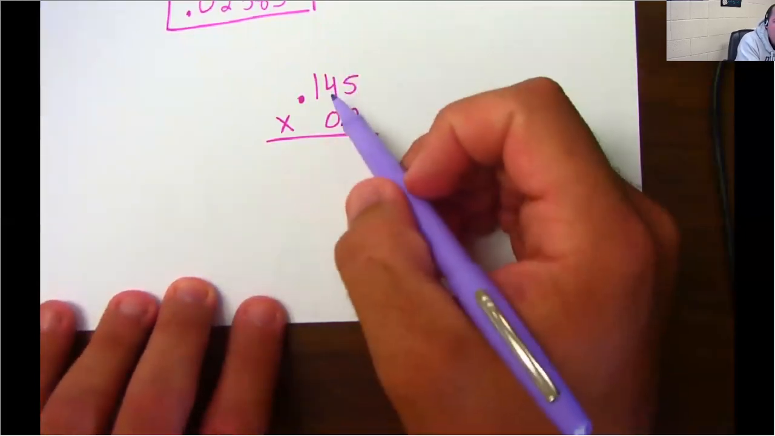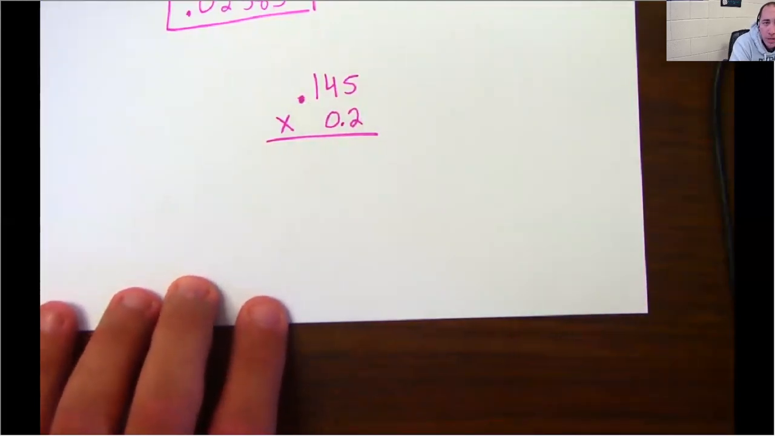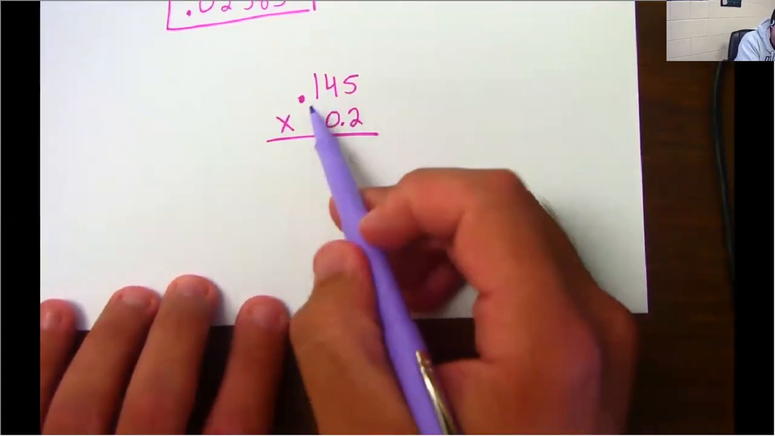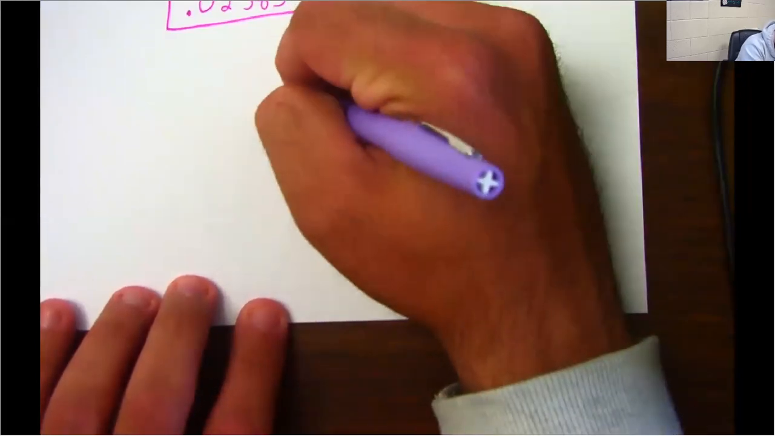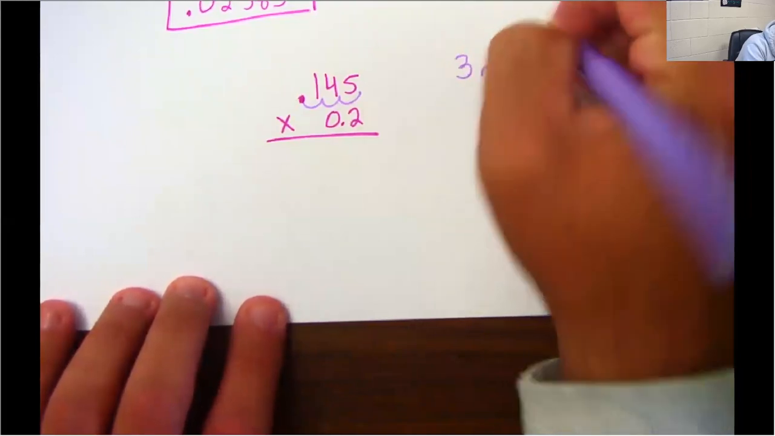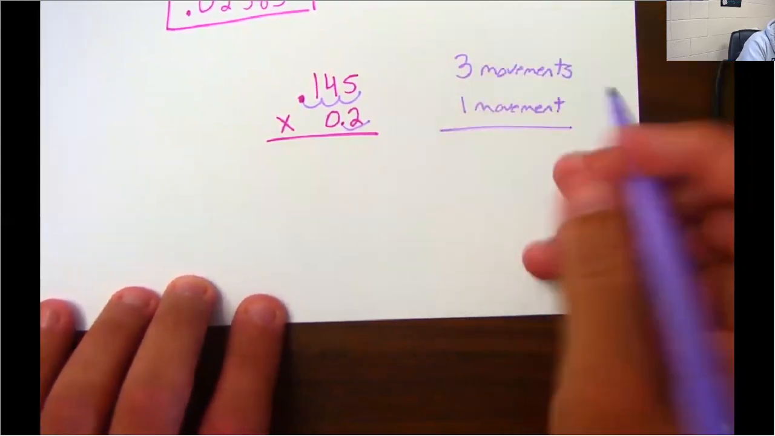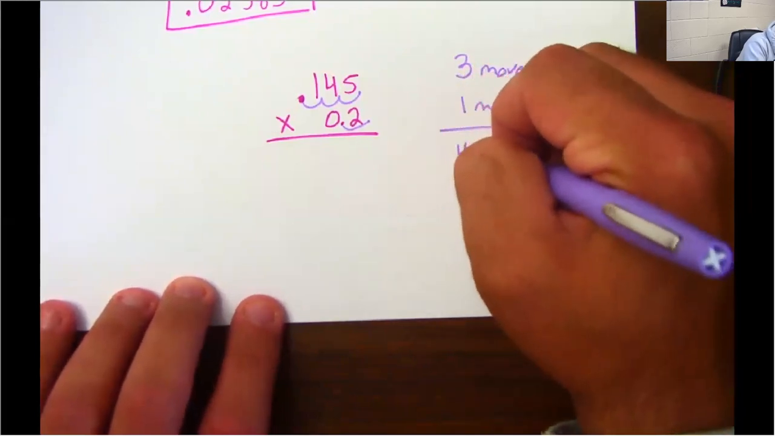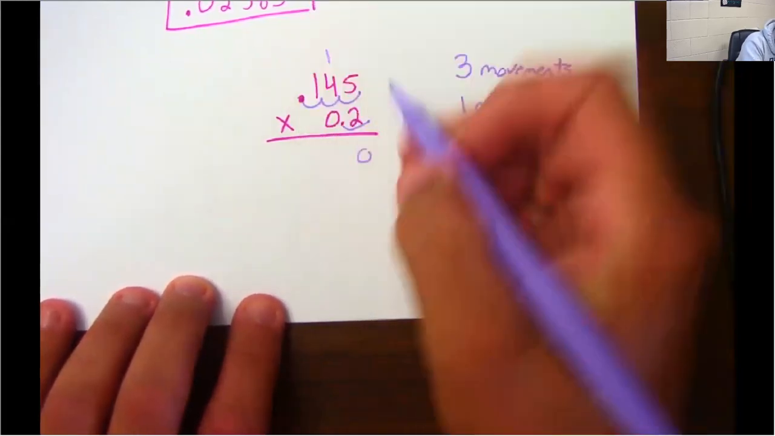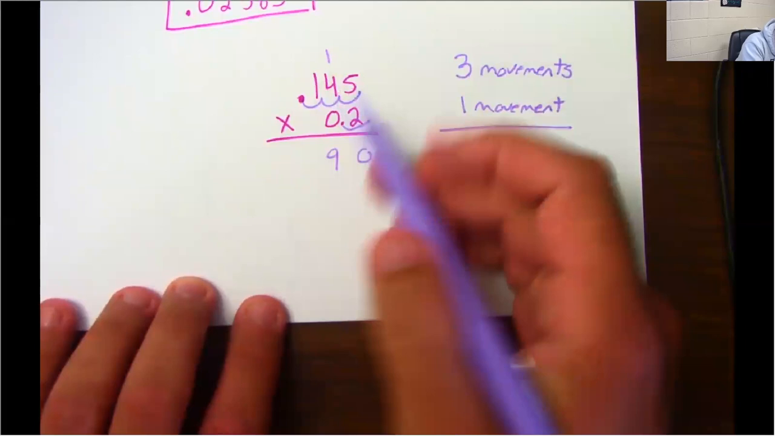All right, first of all, are my decimals lined up? No. Good. Do we ever line up our decimals when we are multiplying decimals? No. Do not line up your decimals. Start by kicking the decimal to the very back. 1, 2, 3 movements. One movement. That's a total of 4 movements. Okay, let's multiply. 2 times 5 is 10. 2 times 4 is 8, plus 1 is 9. 2 times 1 is 2.